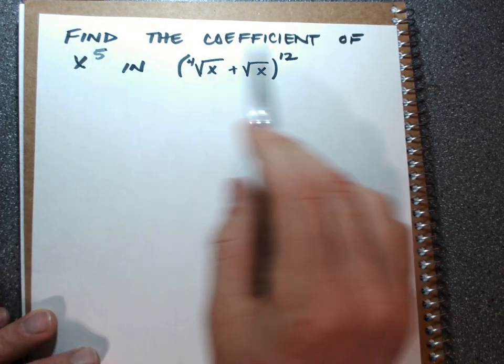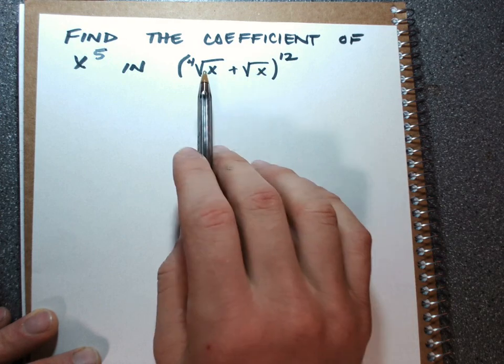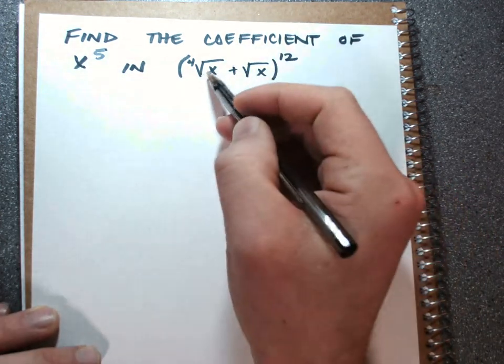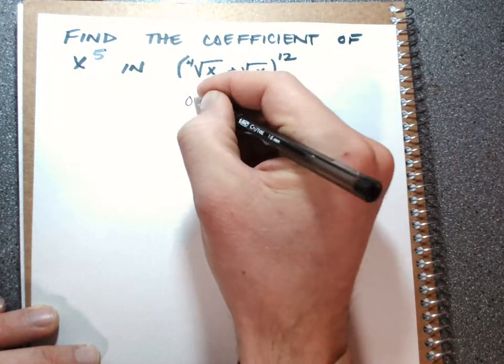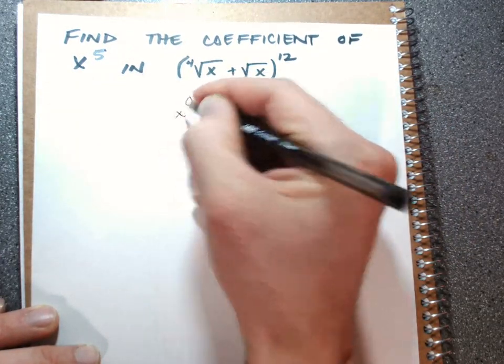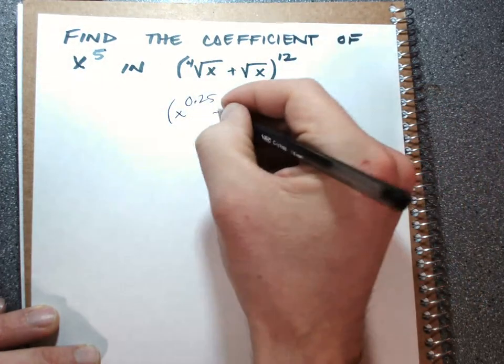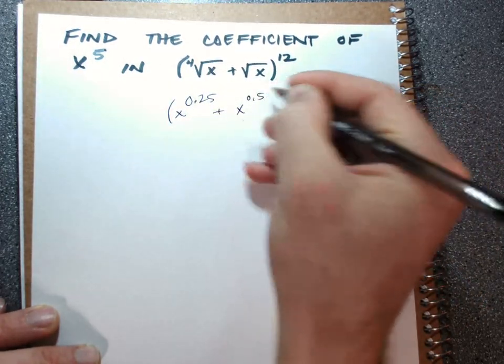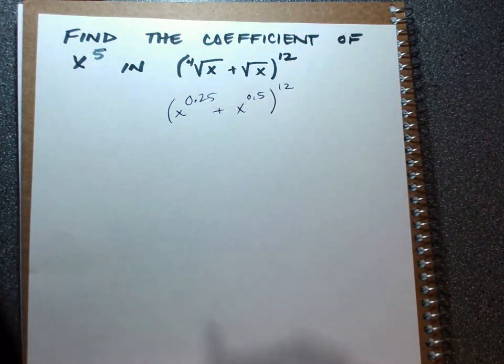Okay, we're going to find the coefficient of x to the fifth in this expansion. Before I begin, these roots are not helpful. Let's write that as x to the 0.25, which is the equivalent exponent, and this as x to the 0.5. Now we can do this a little bit easier.